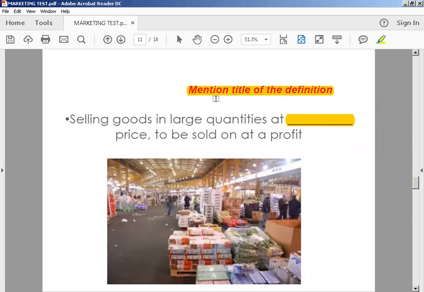First of all, you have to mention the title, that what this definition is of, and this is also a fill in the blank: selling large quantities at dash price. You have two fill in the blanks in the same number. First of all, you have to put the title, and then you have to write it down: selling goods in large quantities at dash price to be sold at profit.